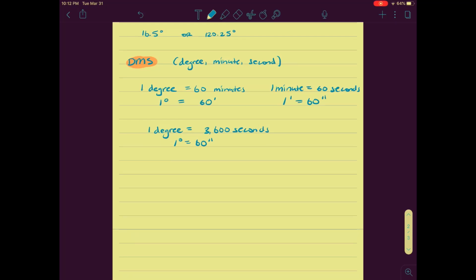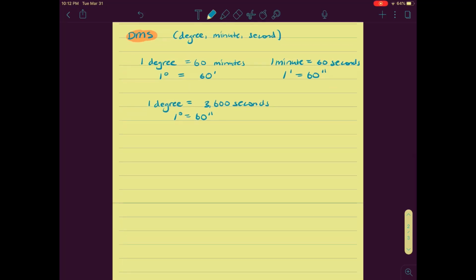And so when you see an angle in DMS, it might look something like this. The way you would read this is 45 degrees, 24 minutes, 30 seconds. DMS is often used in relation to latitude and longitude. It can help you find the exact location of a star, let's say, or even the precise position of a boat if you're at sea.